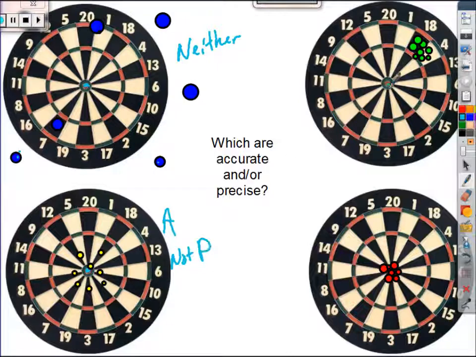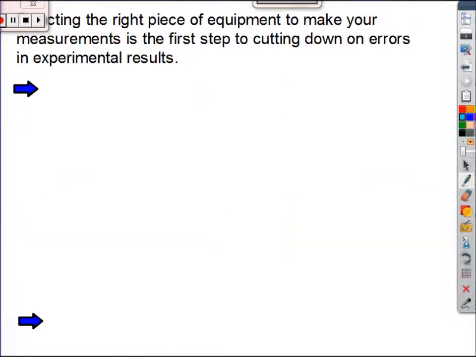Now this target over here, you would call not accurate because the shots aren't close to the bullseye, but they are very precise. If this person just adjusted their aim, they would become the red dots down here, which are accurate and precise. Okay, so that's the idea of accuracy and precision. Now in chemistry, it's important to select the right piece of equipment so that our measurements are the most precise and the most accurate we can get. This helps cut down on experimental errors.